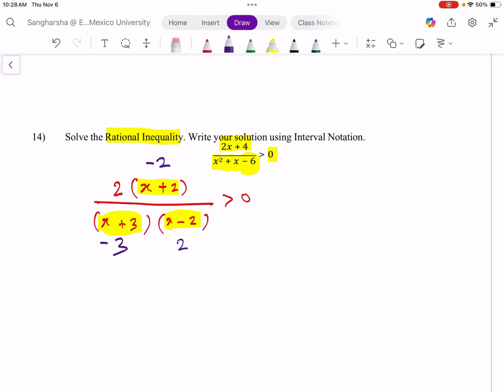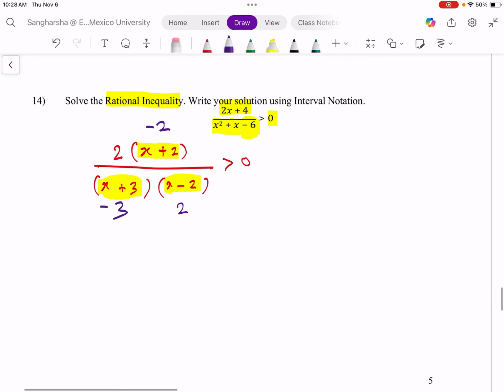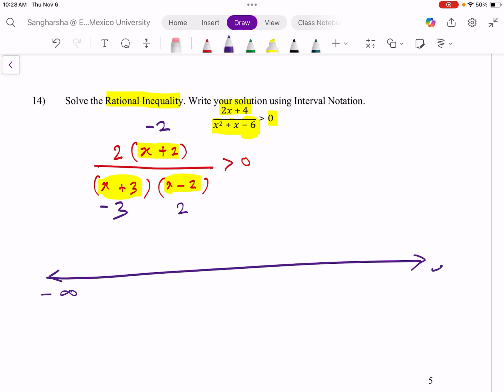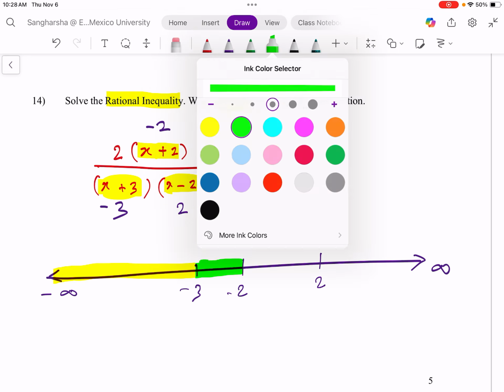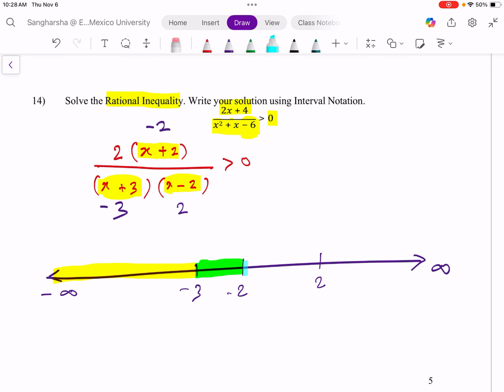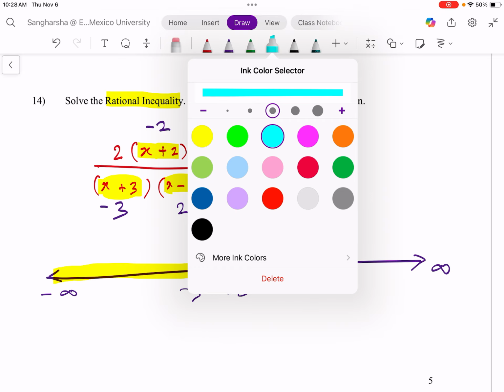Now we use these three numbers to divide our number line. So you draw a number line: negative infinity, positive infinity. Positive 2 has to be on the right side. Negative 2 is here. Negative 3 is here. So we have one interval. This is our second interval. This is our third interval. And we have 4 intervals. Okay.